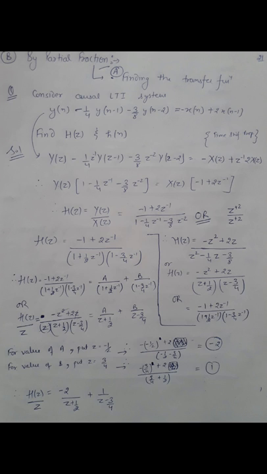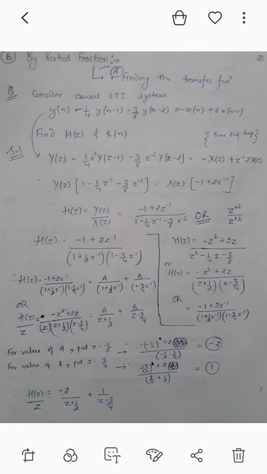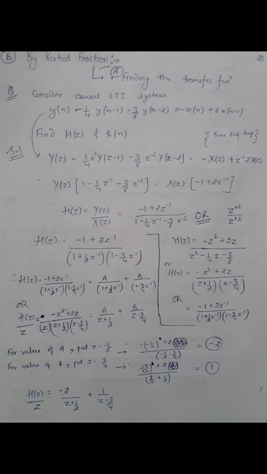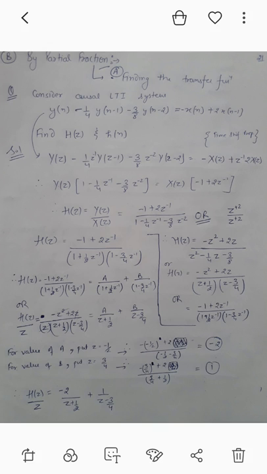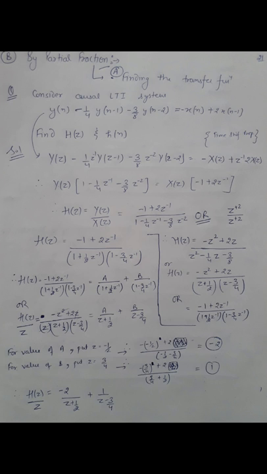That is done by the partial fraction method. It is up to you whether you solve the question in terms of z inverse or in terms of positive powers of z. I like to solve it in positive powers of z. To make positive powers, take the highest power of z, and multiply and divide by z square. So we get minus z square plus 2z upon z square minus 1/4 z minus 3/8. Make the factors: z plus 1/2 and z minus 3/4. So H(z) is equal to minus z square plus 2z upon (z plus 1/2) into (z minus 3/4).